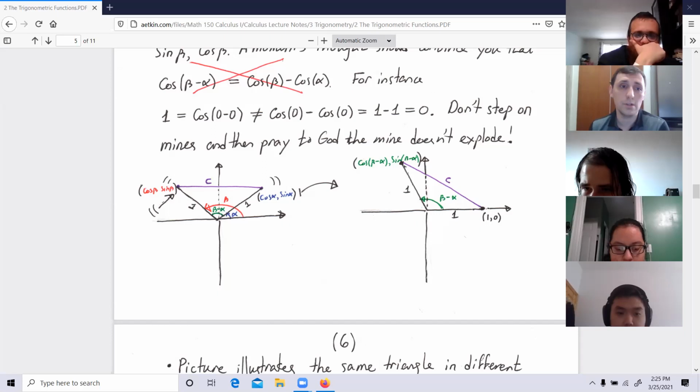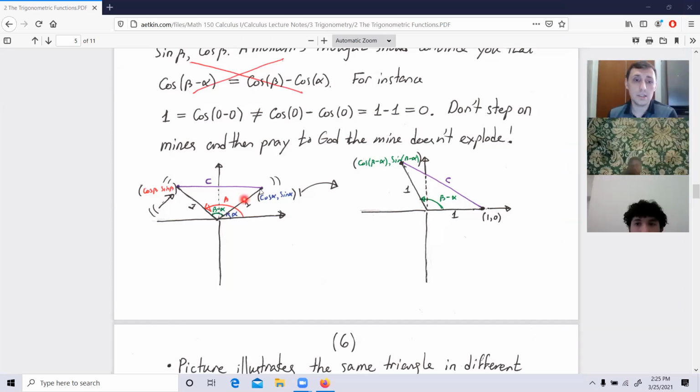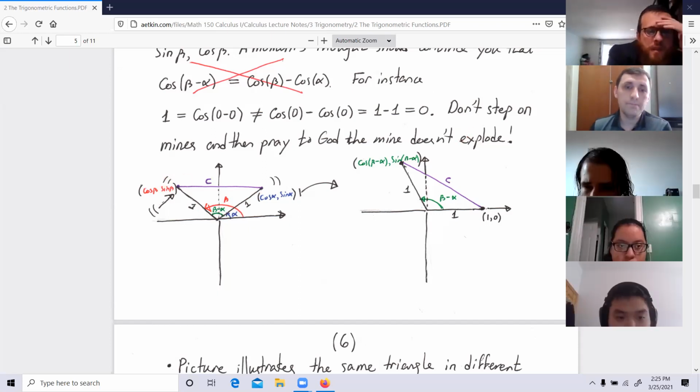In this case, because this is the radius, and the radius is of unit length, this point is simply cosine alpha, sine alpha. And this point over here is simply cosine beta, sine beta. Are we clear?